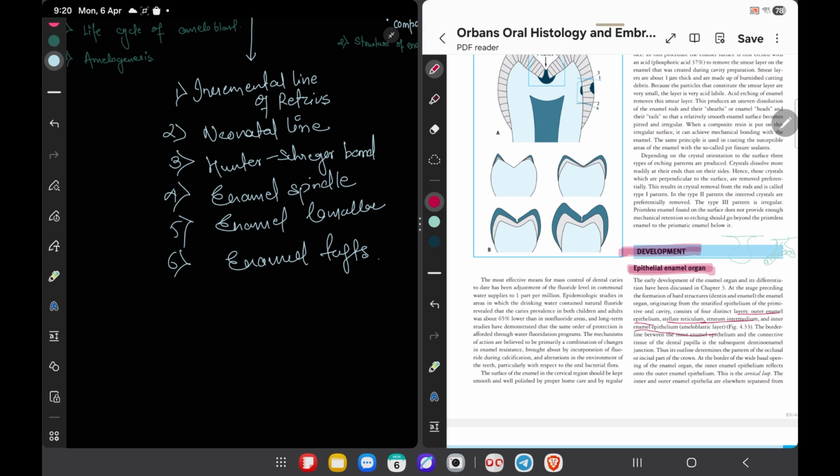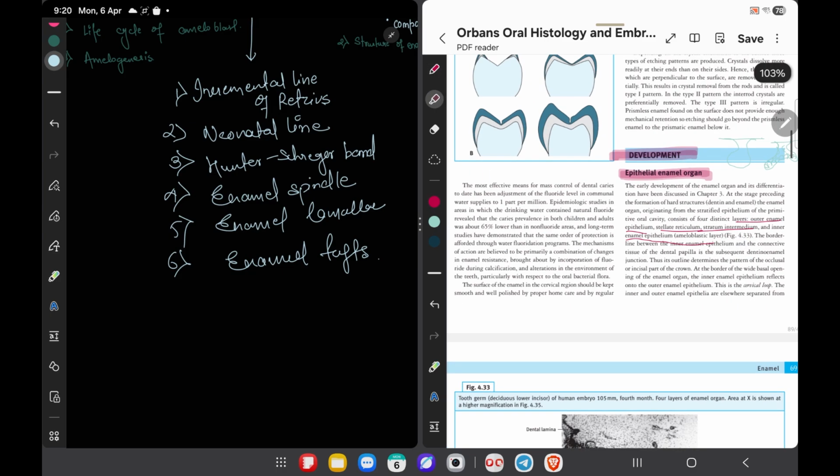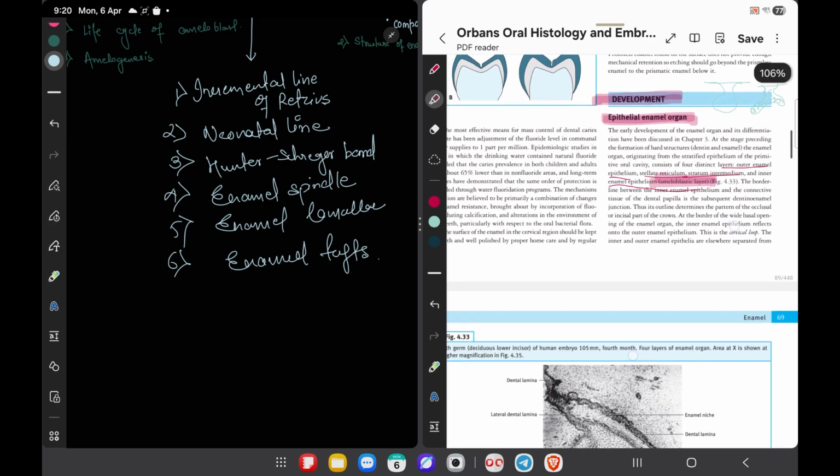Enamel develops from the inner enamel epithelium. The inner enamel epithelium differentiates into ameloblasts, and the ameloblast is responsible for the formation of enamel. Enamel always comes after the formation of the first layer of dentin. The first layer of dentin is laid down by odontoblasts, then the formation of enamel begins. So this is all in your development topic.